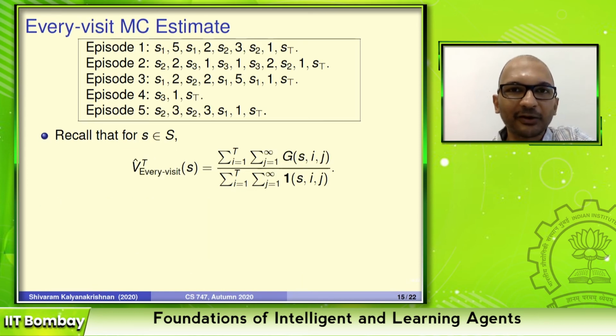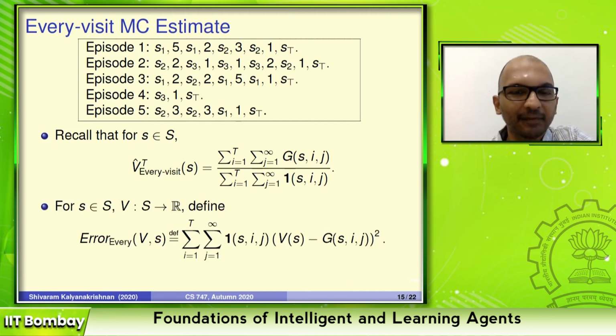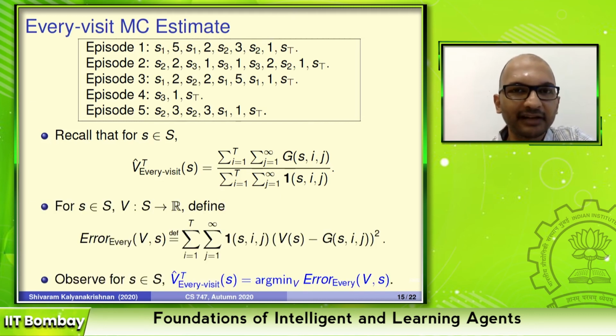Every visit Monte Carlo is also doing something similar. It's again taking an average, but an average of a different quantity. It's looking at every occurrence of S. Again, that's what minimizes the squared error, where squared error is defined as counting every occurrence of S, and starting from there, you look at the long-term return. So every time S occurs. Let's do this for S1.